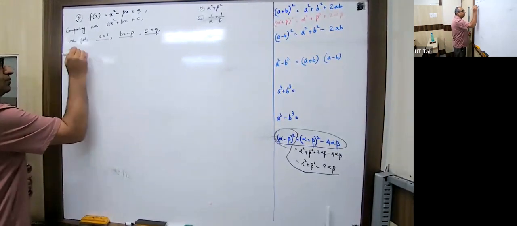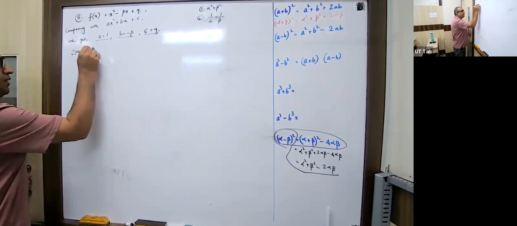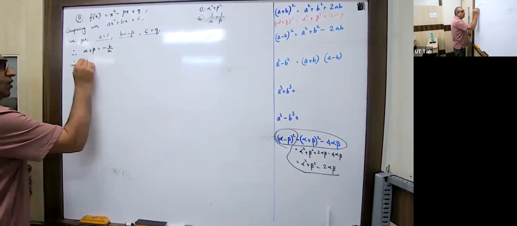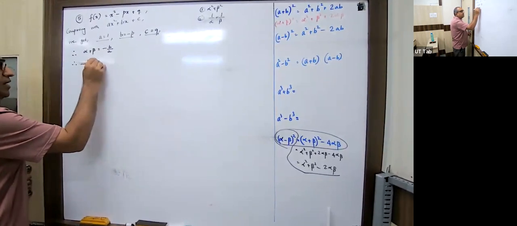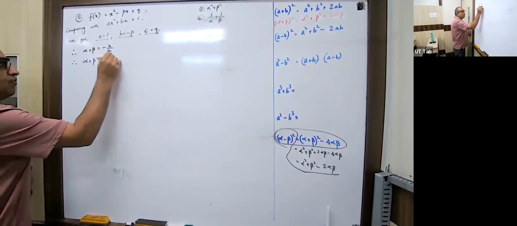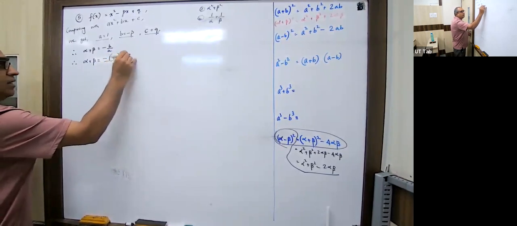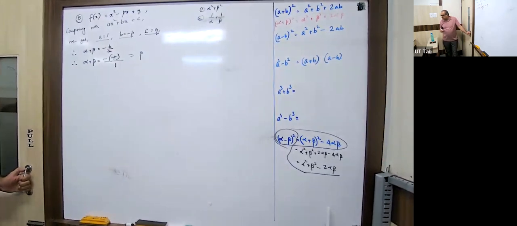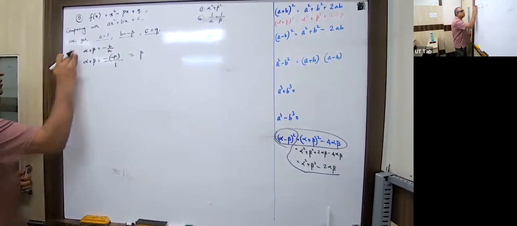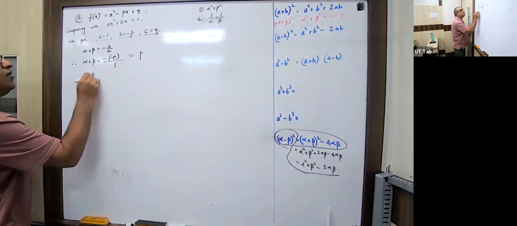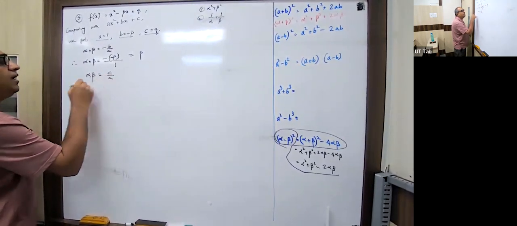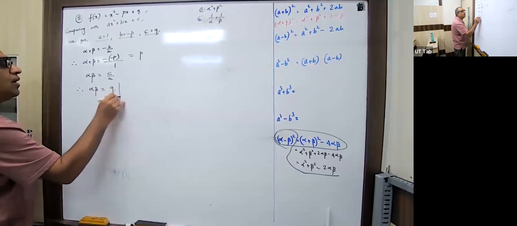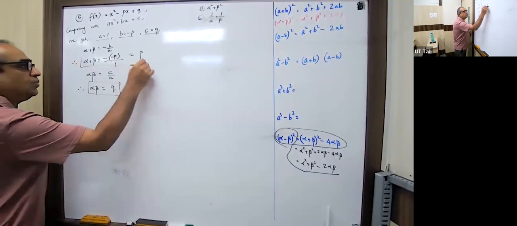Therefore, alpha plus beta is minus b by a. Therefore, alpha plus beta is minus of minus p by 1. Alpha plus beta is p. Alpha into beta is c by a. Therefore, alpha into beta is q by 1, which is q.